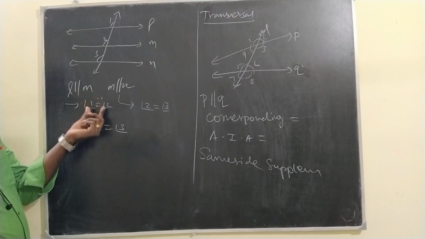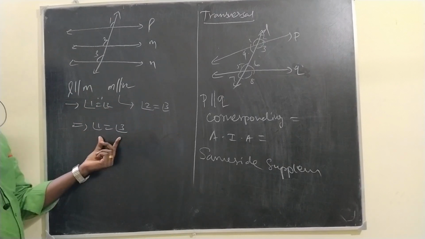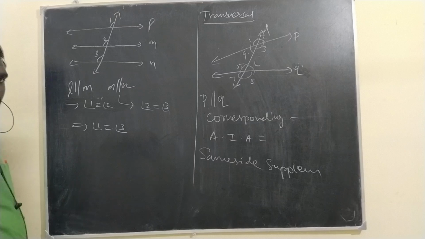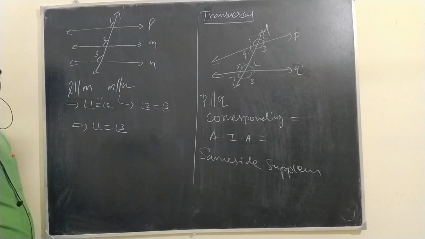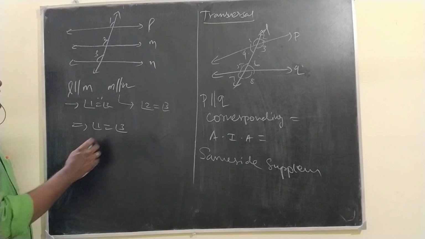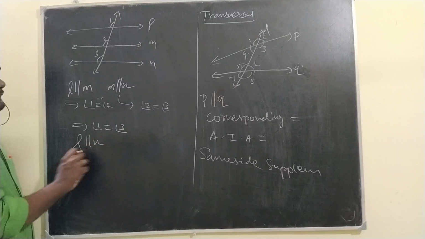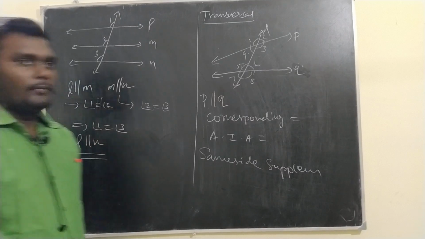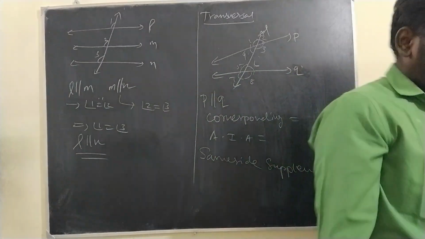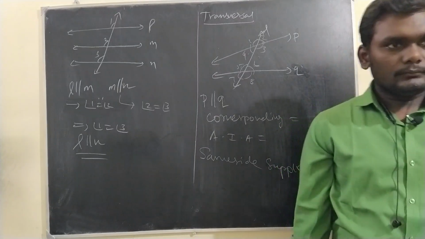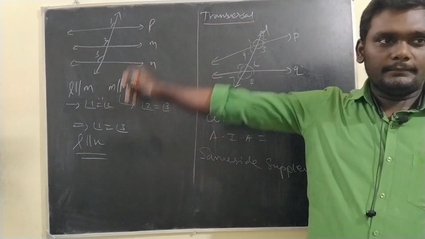Since the lines are parallel, the corresponding angles are equal. Here corresponding angles are equal, then the lines are parallel. Those lines, L is parallel to N. That's all. Okay, got it? Or do you want me to say this once again?